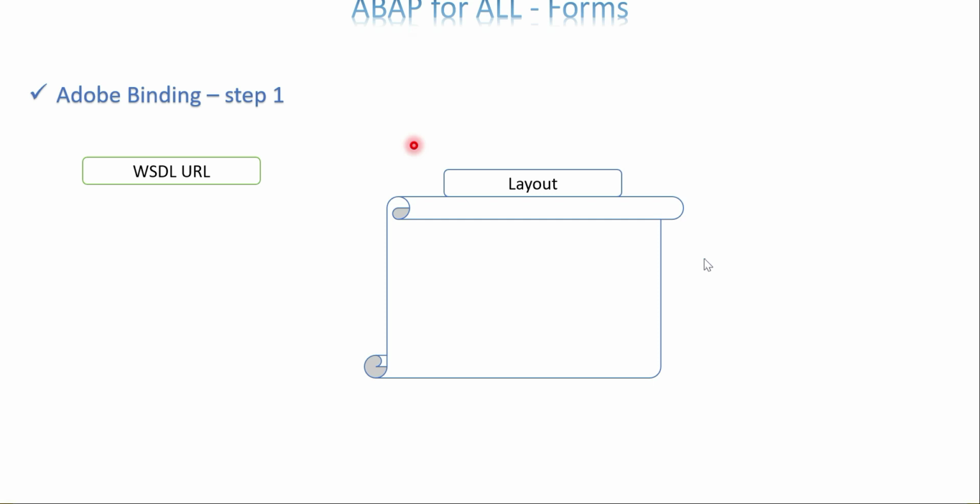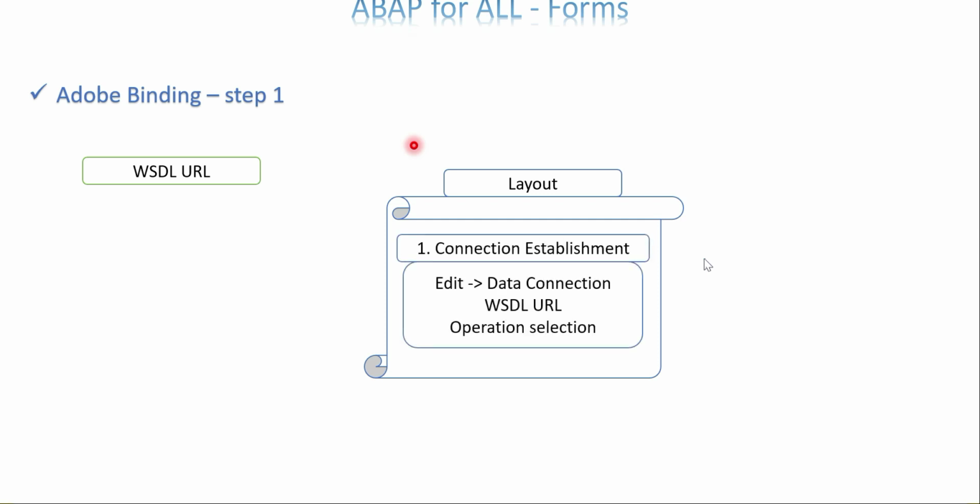And then the first thing you have to do is enable the data connection with the help of the WSDL URL. For that, go to the menu in the layout, and the first menu is Edit. So go to Edit, Data Connection, and it will come with a pop-up. It will ask some options, what kind of connection you have to establish. So select the WSDL URL and then select the operation. I mentioned the operation on the last slide. It starts with a capital, and it is always your function module name, right?